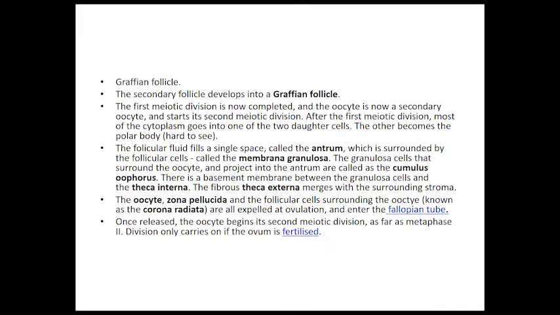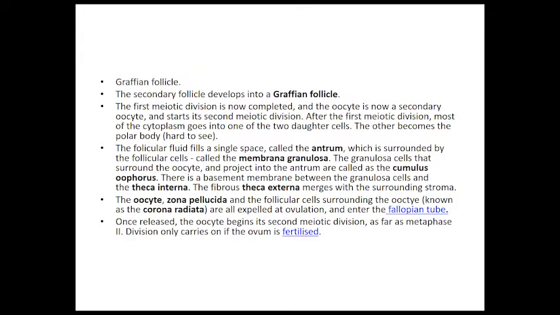Then you have the Graafian follicle. This is a quick recollection of the different stages of the follicle. The secondary follicle develops into the Graafian follicle. So initially we had the primordial follicle, then the primary follicle, the secondary follicle, and the mature one is the Graafian follicle. The first meiotic division is now finished.